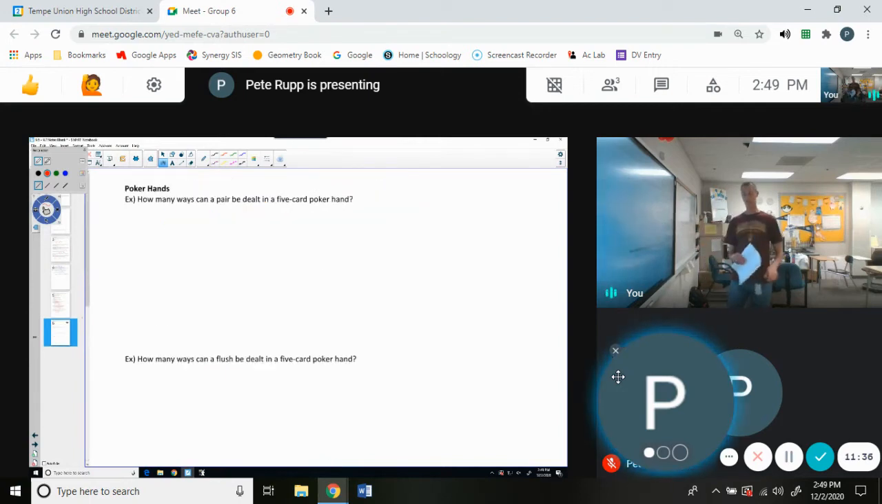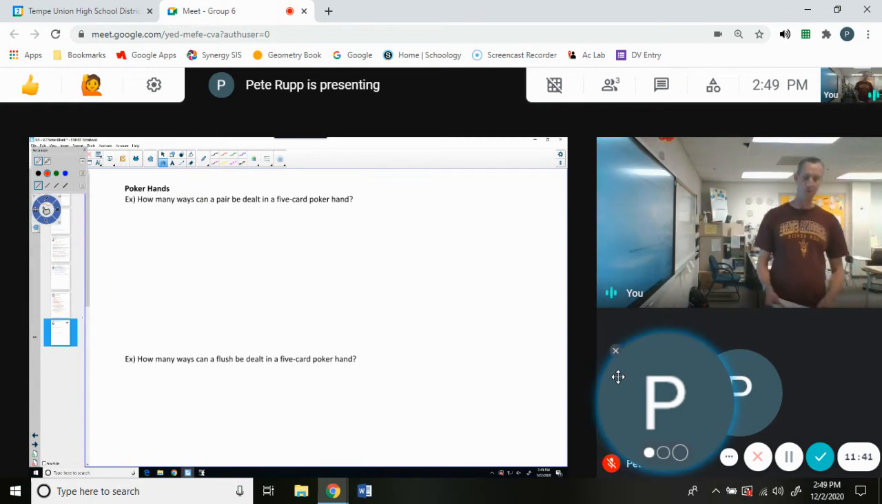Okay, we're going to talk about poker hands here. Again, some people don't have a ton of experience with cards. I try to put it in a way where you don't necessarily need to know a lot about cards, but you do need to know some of the basics. The hard thing is figuring out how to account for the hand, and so we're going to talk about that now.